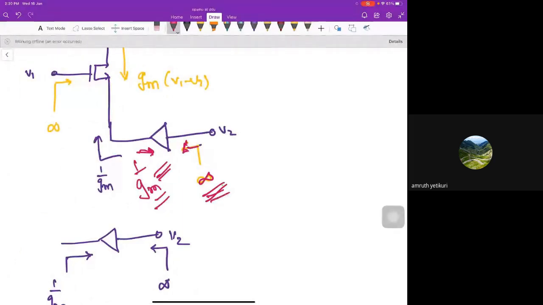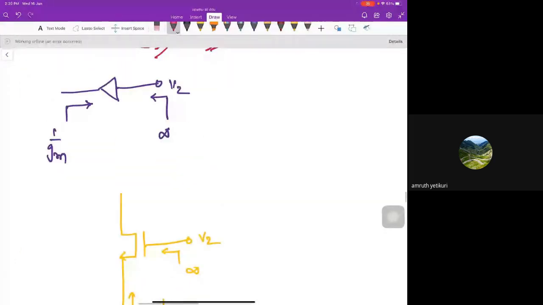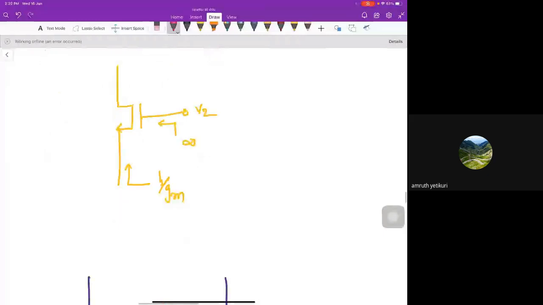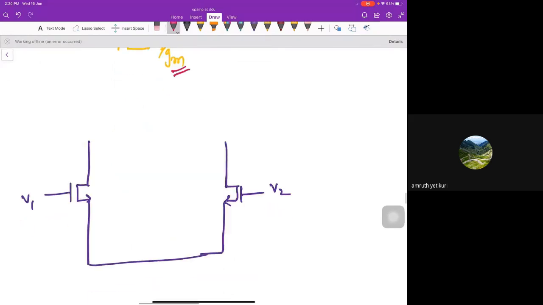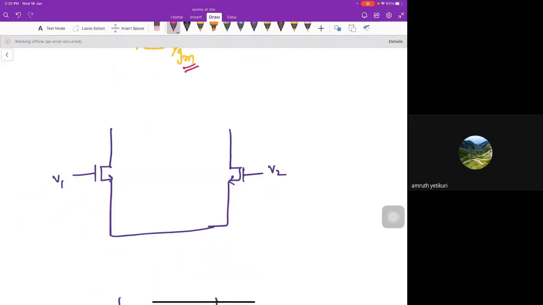So how can I do that? We already have that, the common drain. In the common drain, we see that the impedance looking into the gate is infinity, and the impedance looking from the source is 1 by gm. This matches my requirement. So let's plug it here, V1, V2. Oh, I get the differential pair.